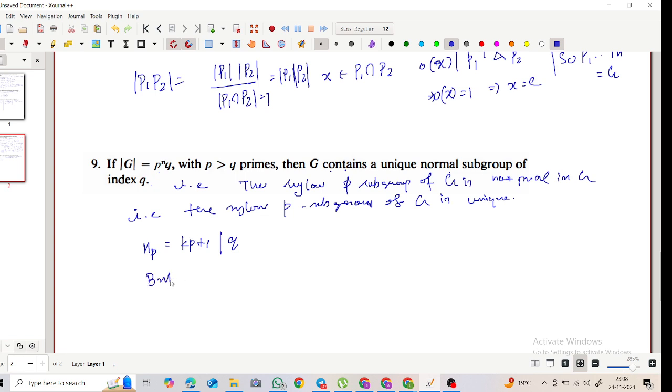But q is less than p. So kp plus 1 does not divide q if k is greater than or equal to 1. So k is 0. n_p is 1. We are done. Okay.